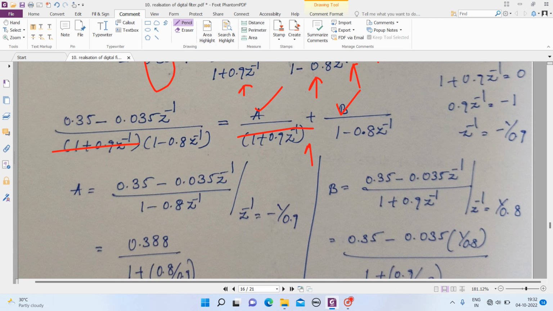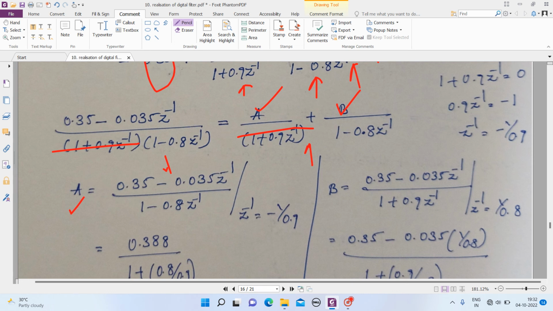So here in the left hand side we have L, and in the right hand side we have z minus... sorry, I mean here this is right hand side, this is left hand side. So I have taken this a in the left hand side, this value, this equation in the right hand side: 0.35 minus 0.035 z inverse divided by 1 minus 0.8 z inverse.